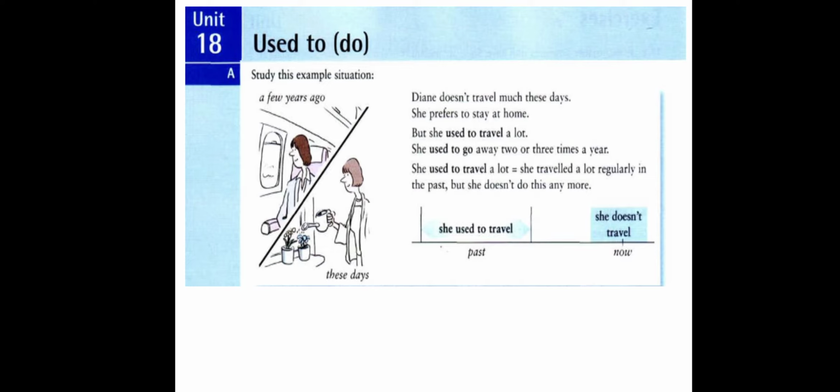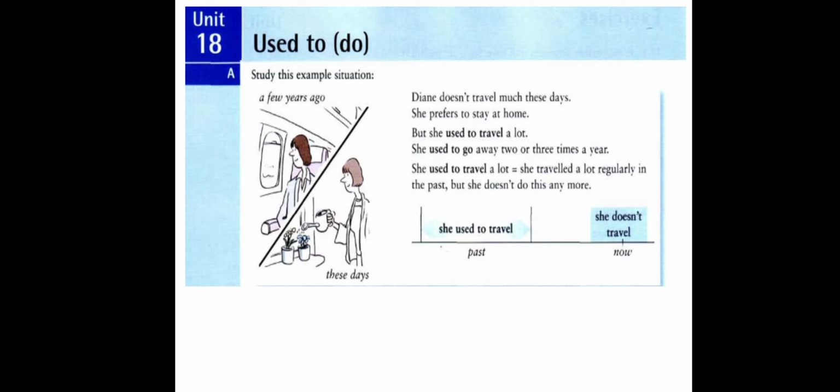Used to do. Used to plus the base. Used to plus the base form is used to express a habit that was going on in the past, but it is no longer done now. A habit that is finished in the past. So to express that habit, either we use used to plus the base form, or we can use the past simple as well. Study this example situation.